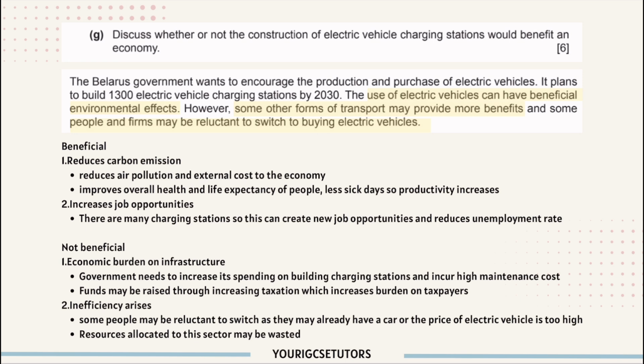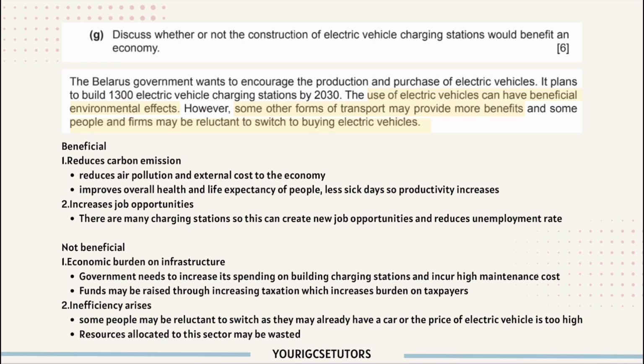Moving on to why it is not beneficial to the economy. First, it creates economic burden on infrastructure, because government needs to increase its spending building charging stations, and not only building, they need to spend money on the maintenance costs. So here raises a question, where do they get all this fund? So obviously, it will be raised through increasing taxation. So the problem is that they will increase burden on taxpayers.